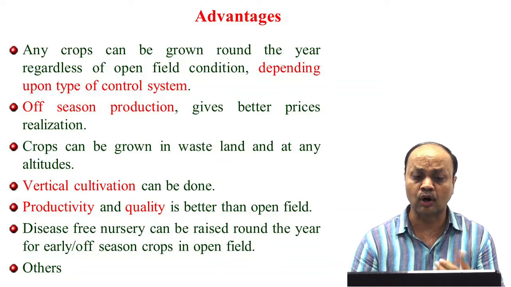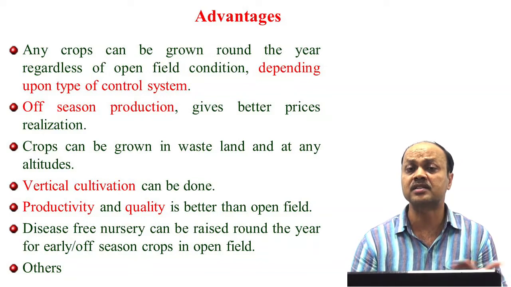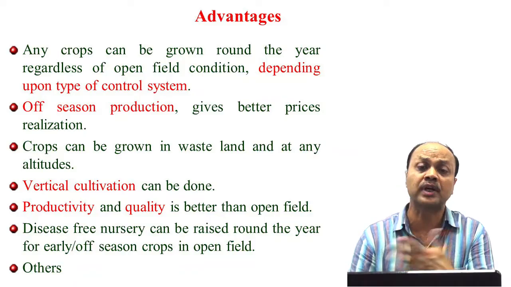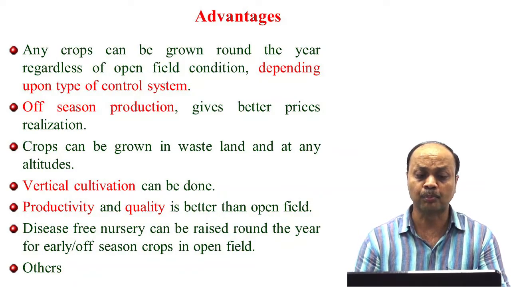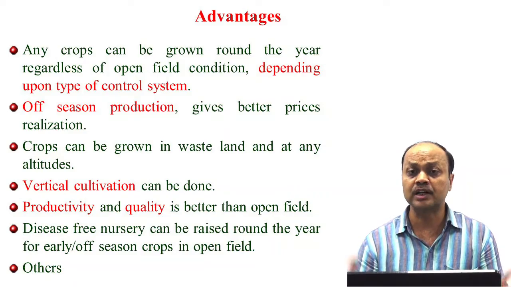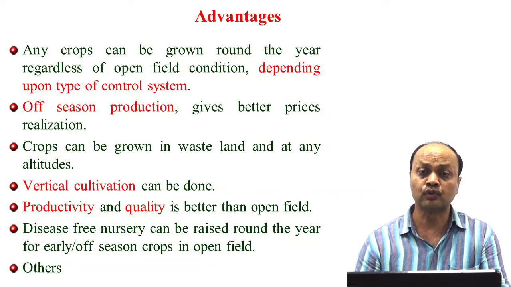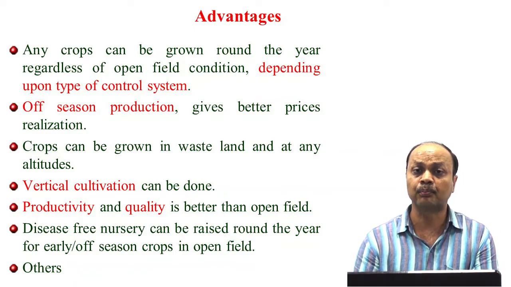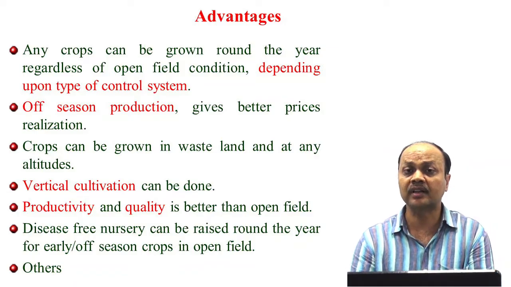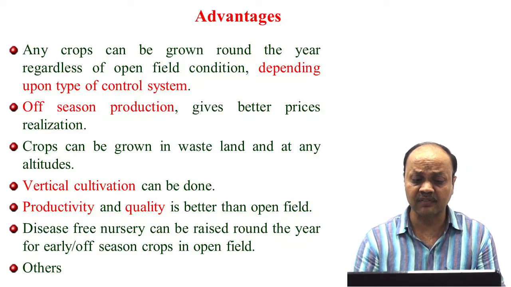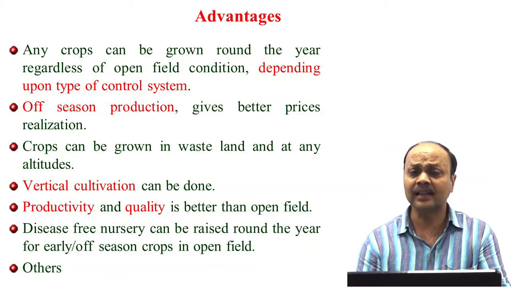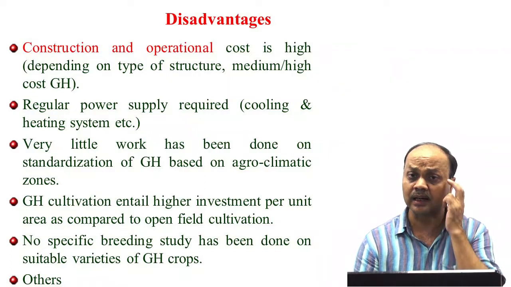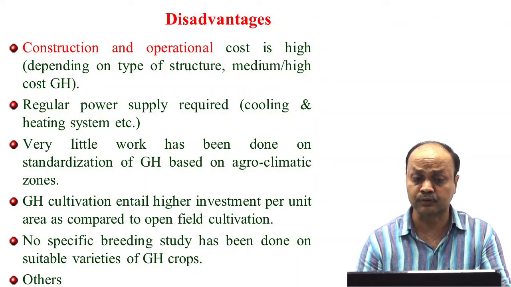Apart from that, we can take off-season cultivation, because in the open field your environment is not suitable. Due to the greenhouse the environment is suitable, so you can grow off-season crops inside your polyhouse. Normally, due to the conducive environment and suitable economical and environment management, the productivity and quality of the crop you grow is better than in open field condition. Apart from that, you can grow nursery around the year, and there are many other advantages. But apart from the advantages, there are also some challenges, means some disadvantages.